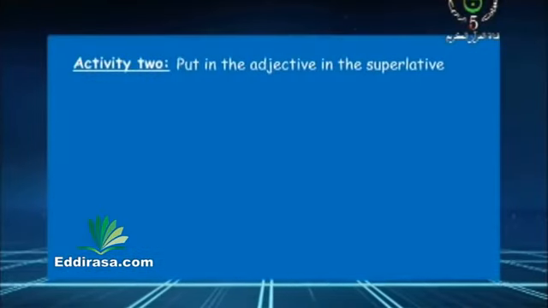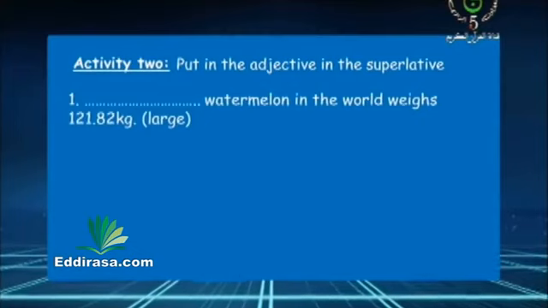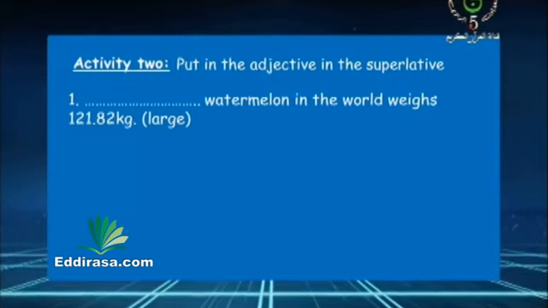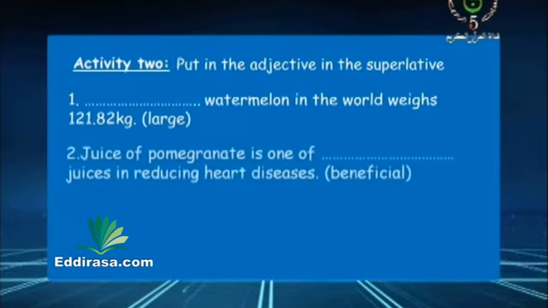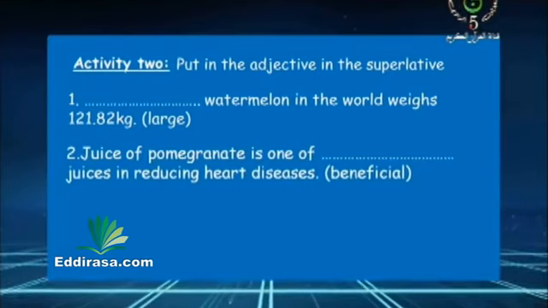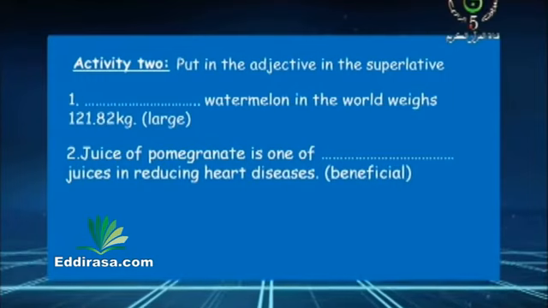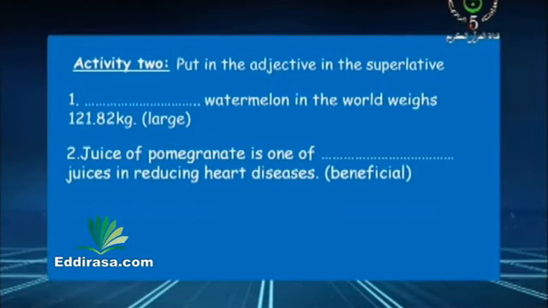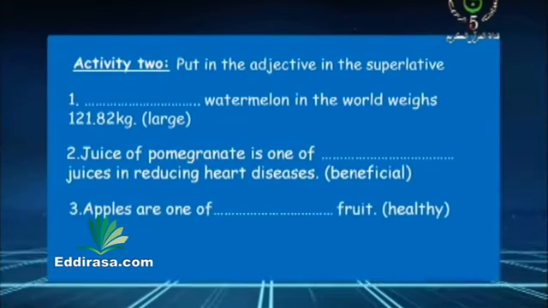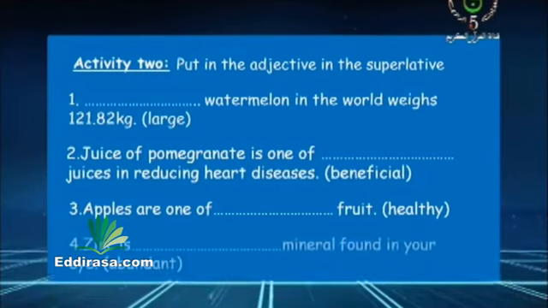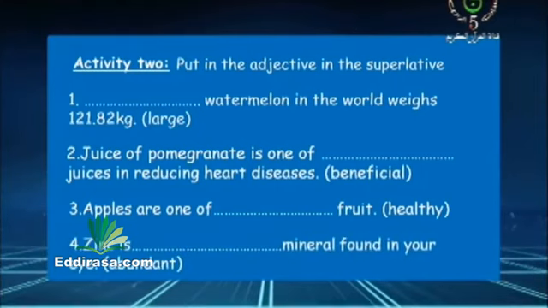Now, it is time to practice putting the adjectives in the superlative. Number 1, the watermelon in the world weighs 121.82 kilograms. Adjective is large. Number 2, juice of pomegranate is one of juices in reducing heart diseases. So here the adjective is beneficial. Number 3, apples are one of fruit. The adjective is healthy.